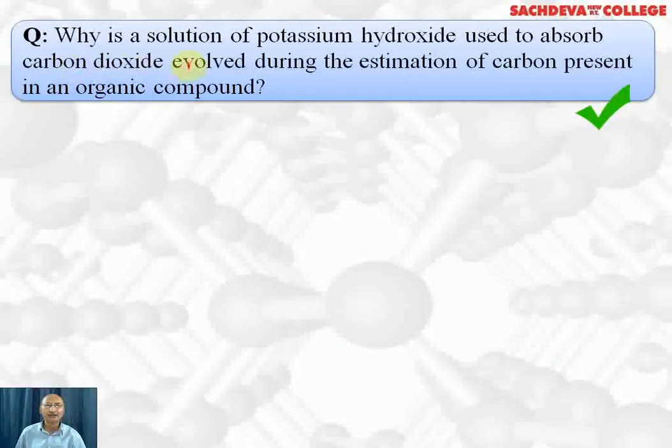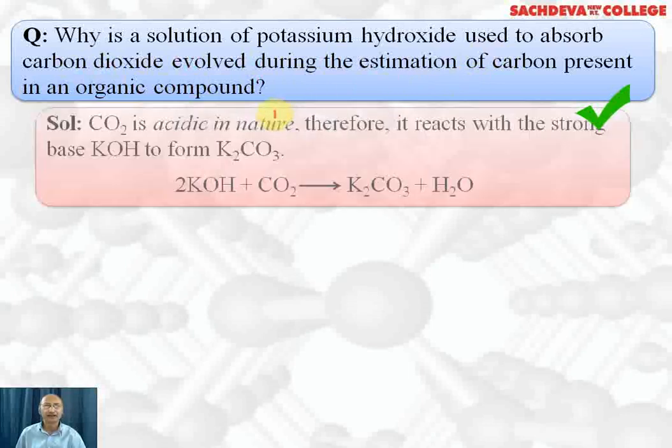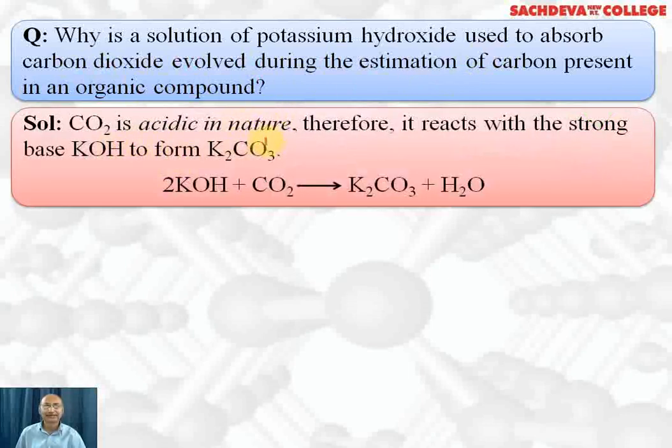Let's continue with the questions. Why is solution of potassium hydroxide used to absorb carbon dioxide evolved during the estimation of carbon present in organic compound? Now CO2 is acidic in nature, therefore it reacts with strong base, that is KOH, to form K2CO3.